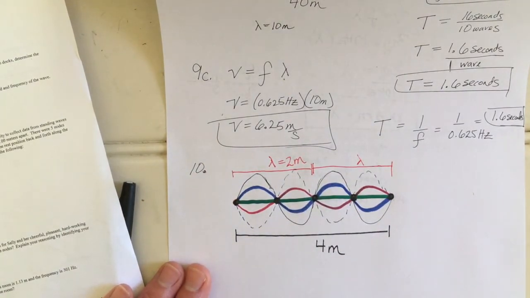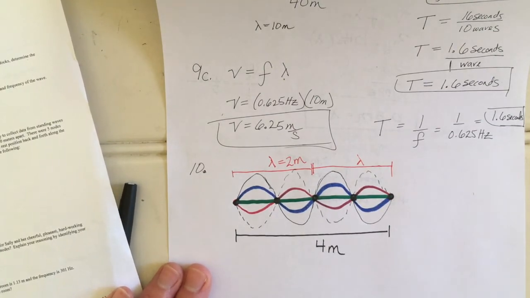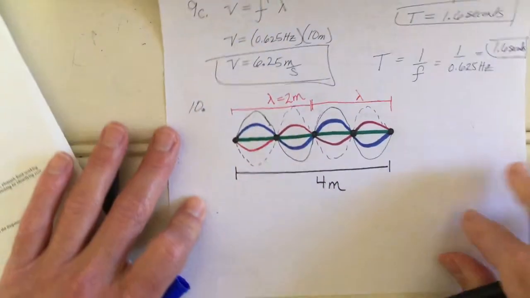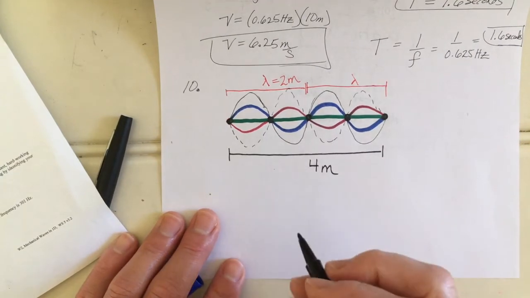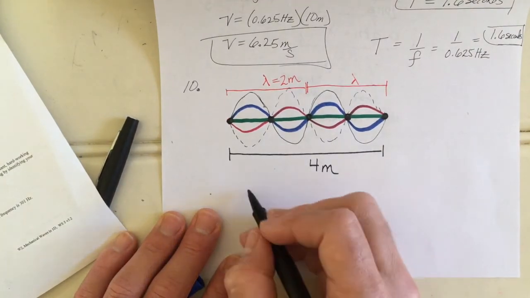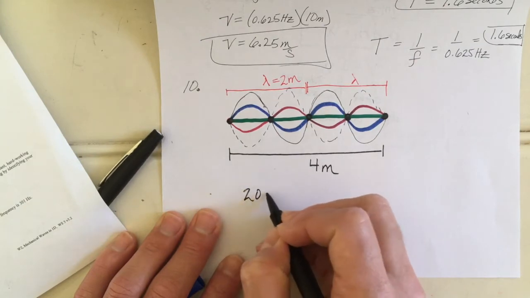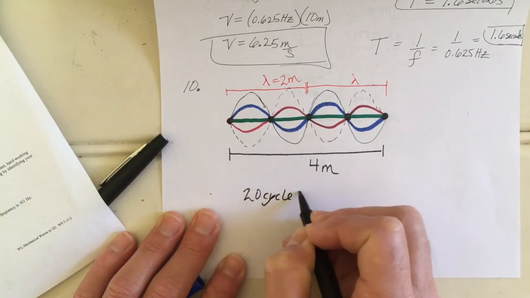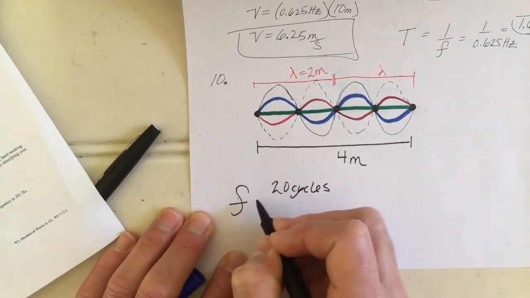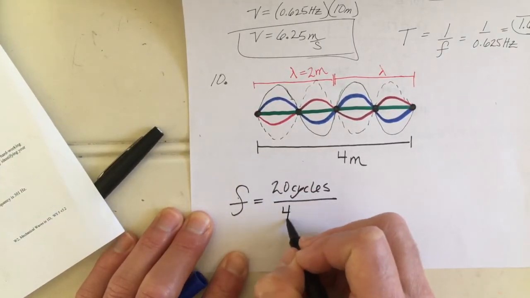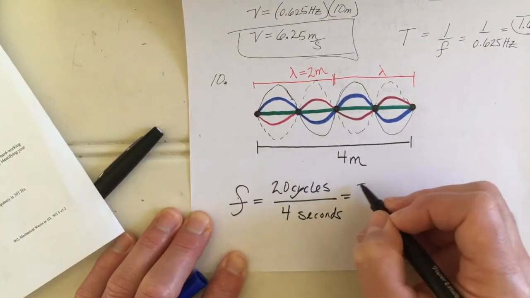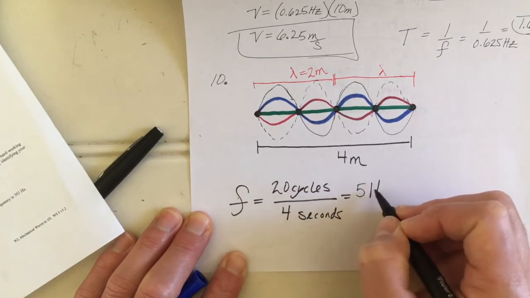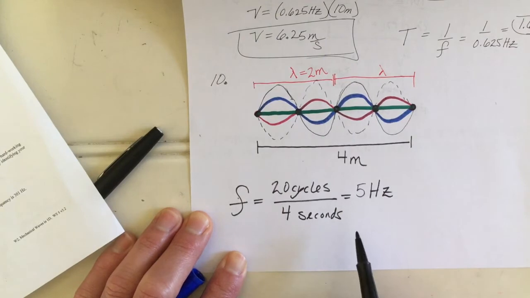Part B, 10B, what is the frequency of the wave produced? Well, they told us some numbers. They told us that she moves her hand back and forth from the rest position along the floor 20 times in 4 seconds. So we can say 20 cycles. I'll go ahead and say F. Frequency is equal to 20 cycles per 4 seconds. You do the math there, it's pretty simple. 20 divided by 4 is 5 cycles per second, or 5 hertz. Okay, so there's our frequency.